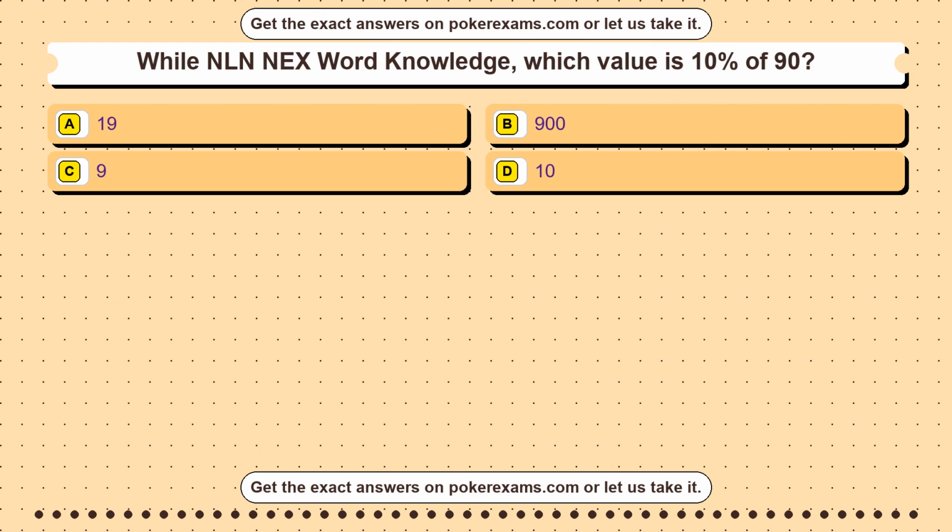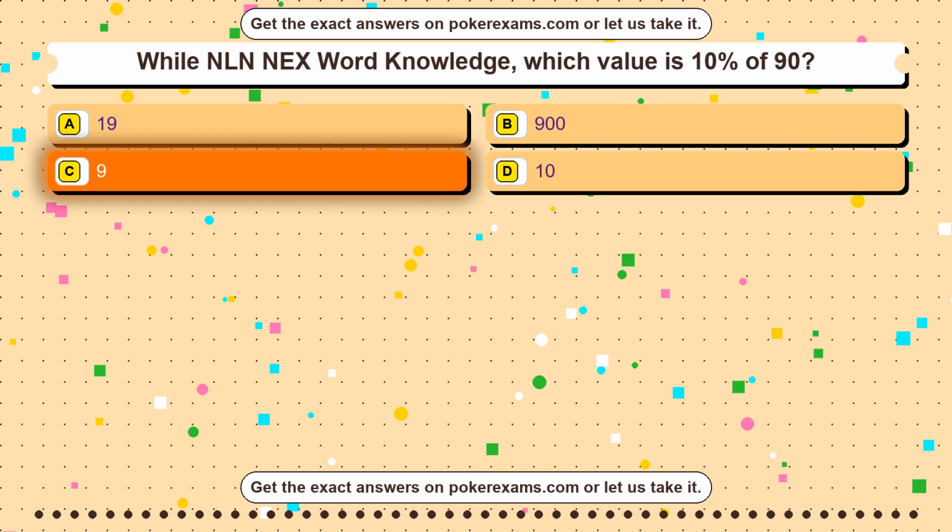Question 7. While GED word problems practice, which substance is made of atoms bonded together? Option A, variable. Option B, government. Option C, compound. Option D, opinion. The correct answer is option C.